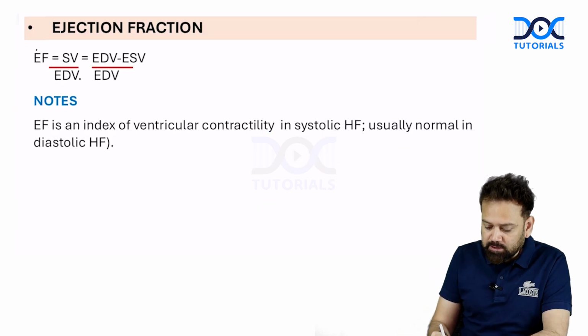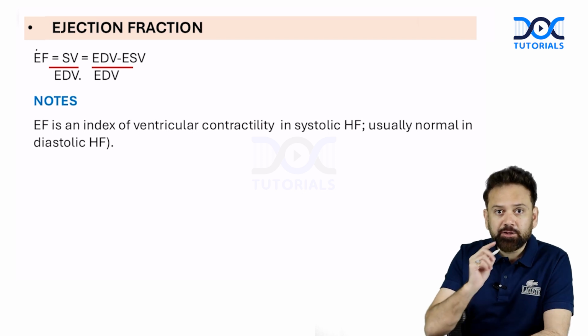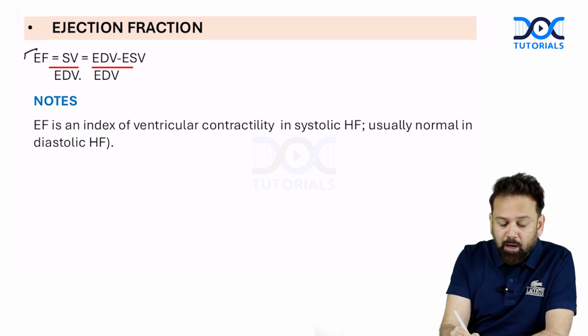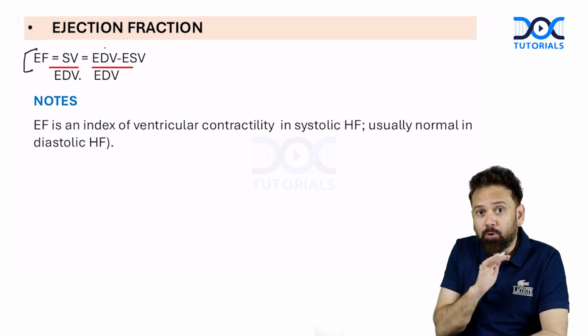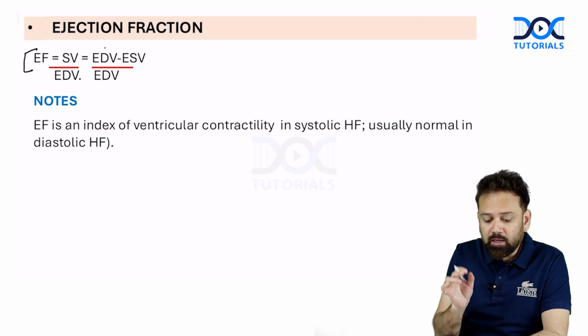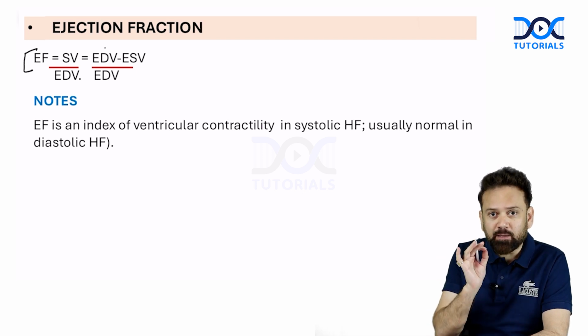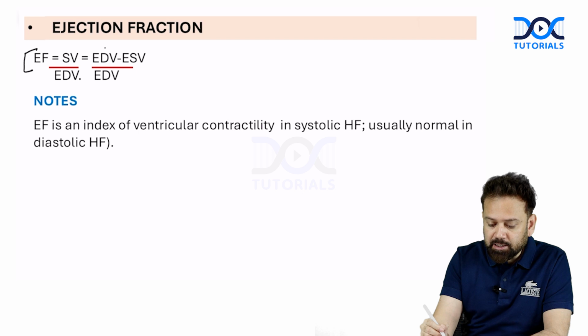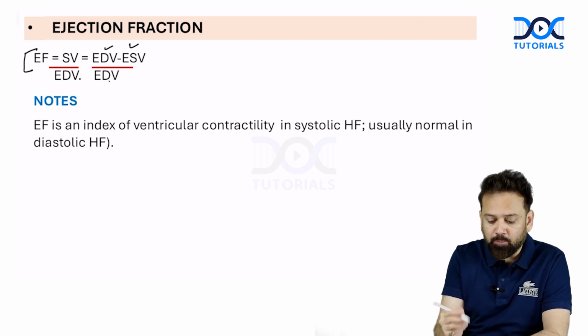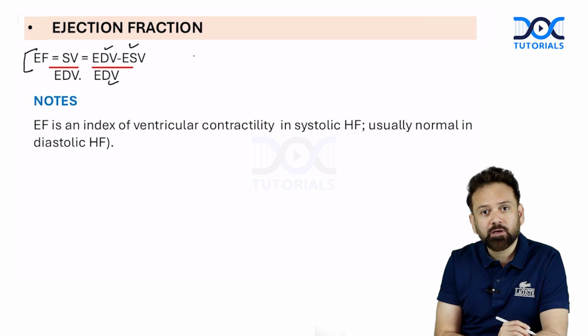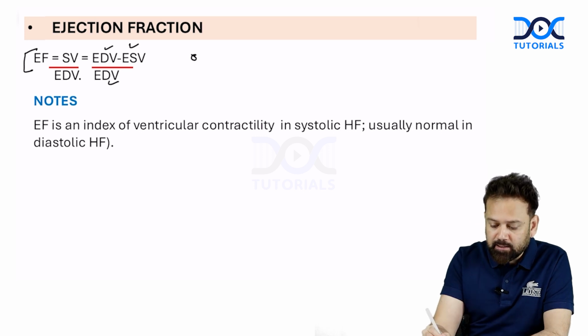Now what is ejection fraction? Ejection fraction is the amount of blood ejected, that is stroke volume upon end diastolic volume. Or you can say end diastolic volume minus end systolic volume, which is your stroke volume, upon end diastolic volume. Clear? Suppose 80% is ejected out of 100 ml, so ejection fraction will be how much?